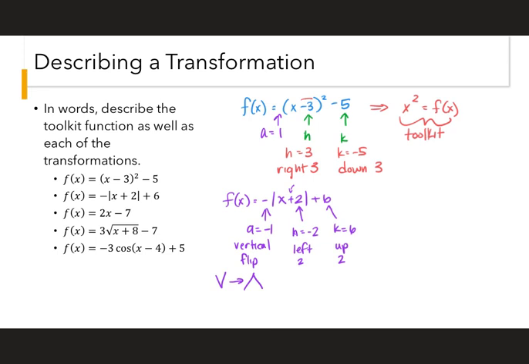Now if I take away all of those transformations, I make a positive 1, I make h 0, I make k 0, then what's left is the absolute value of x, which makes that my toolkit function. So the transformations are the numbers that are in the place of a, h, and k. The toolkit function is what would be left behind if none of those were there.